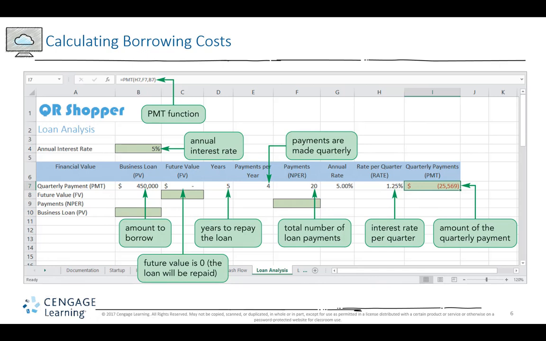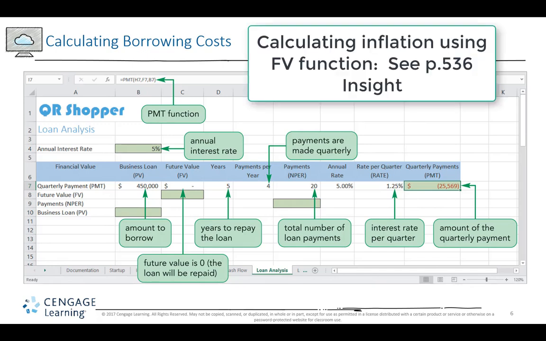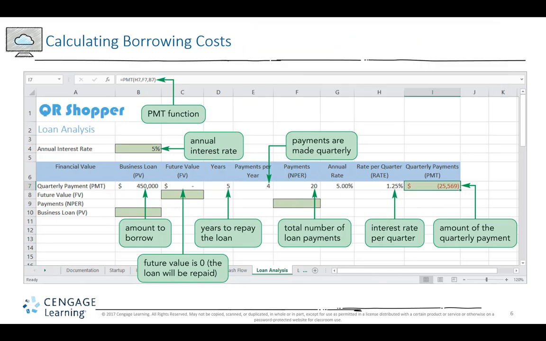Here is a sample worksheet from Session 9.1 that you will use to analyze the future value of a loan. Note that you can also use the FV function to calculate inflation. This is explained in the Insight section on page 536 of your text. Looking at this example sheet, we see that the present value is positive cash flow because this is money we are borrowing and being loaned to us. The quarterly payment is negative cash flow because this is the amount we are paying out for the loan each quarter.